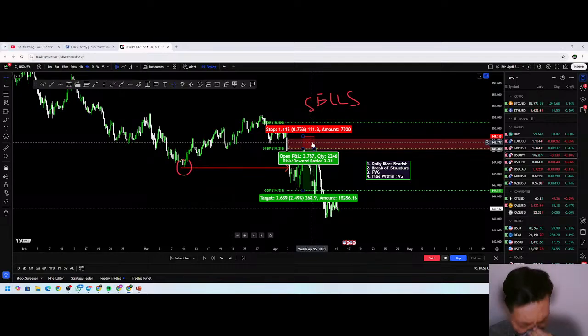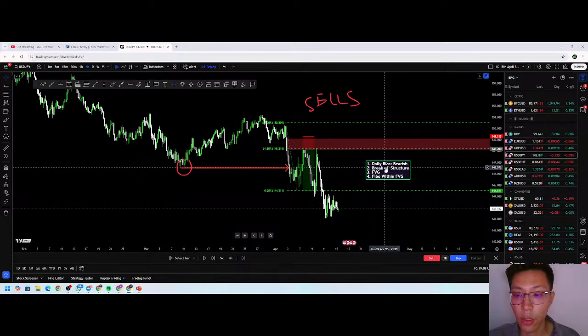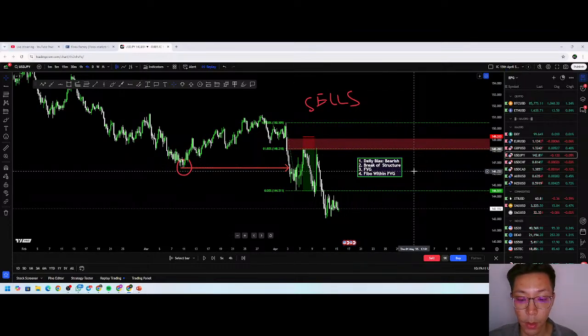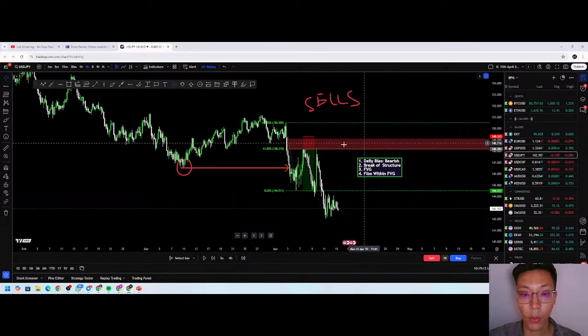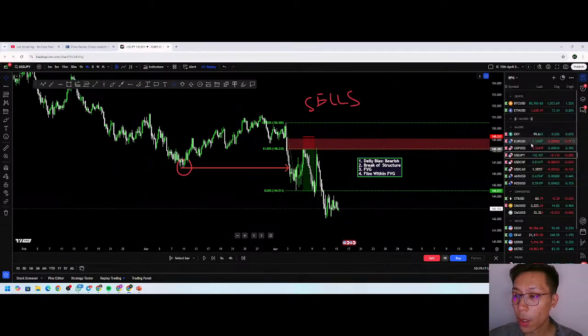Just take a moment to digest this strategy, right? It might seem like a lot to take in, but honestly, once you practice long enough, just take a screenshot of these 4 simple steps. Once you understand this strategy very well, you can use it for all the pairs, even crypto. Crypto, I would suggest to use it only for BTC USD. Then you can use it for the majors like euro dollar, pound dollar.